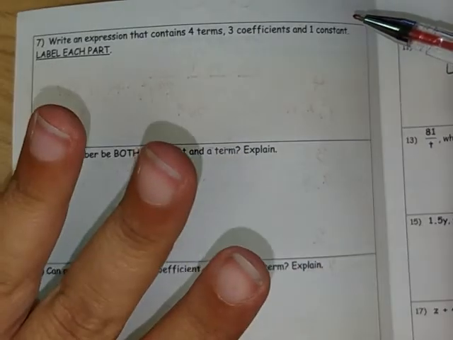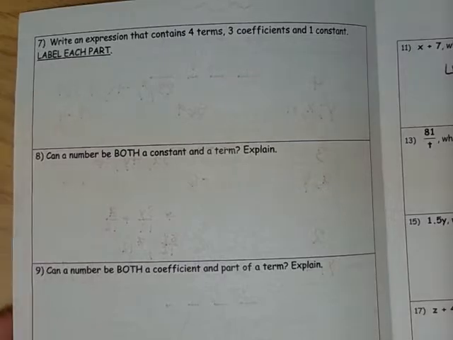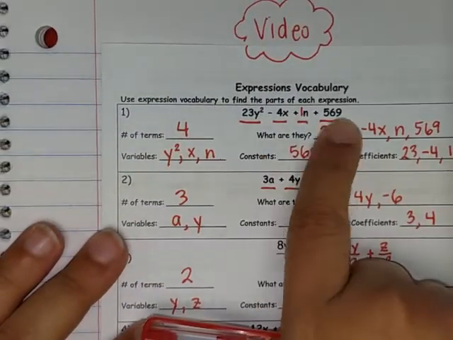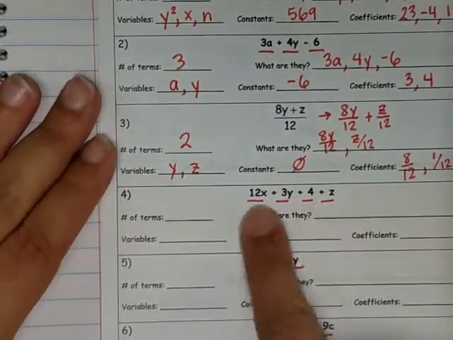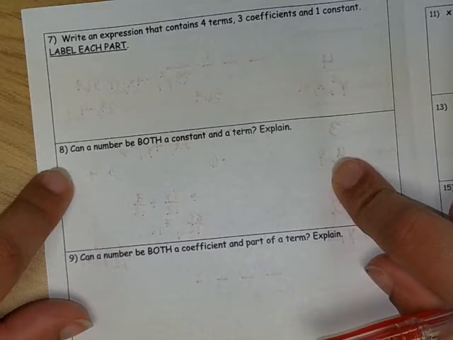All right, on the inside, I'm actually having you do this on your own. So number 7 says, write an expression that has 4 terms, 3 have coefficients, 1 is a constant, and label each part. So really very similar to number 1, very similar to number 4. So if you want to copy those but change the numbers and letters around, you can. And then number 8, answer this and explain it.